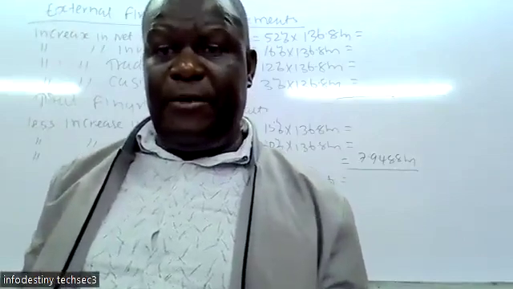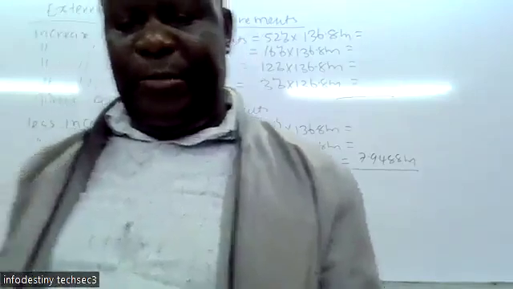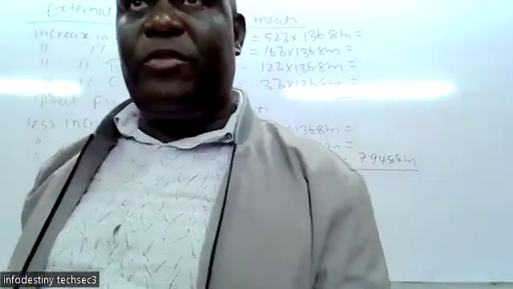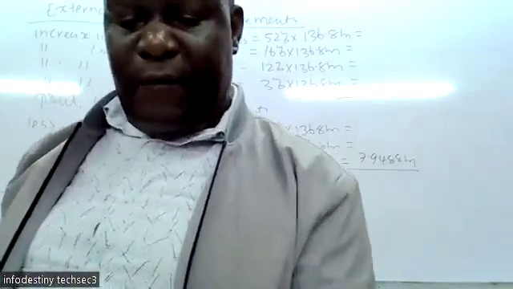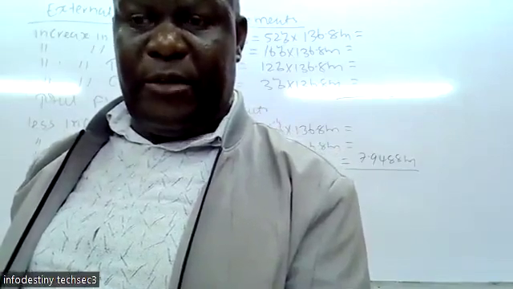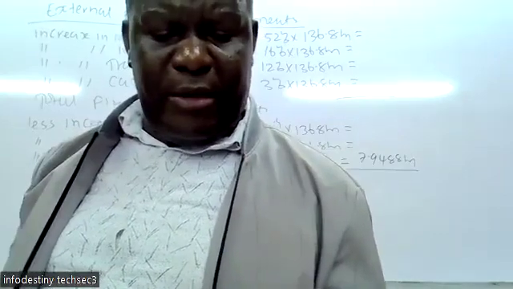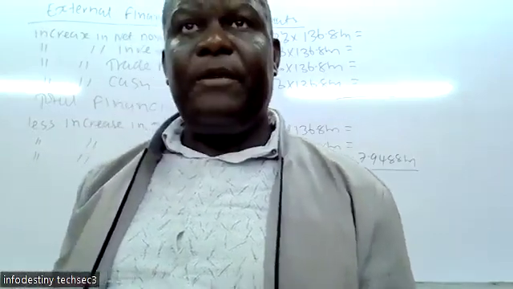If you get time, I will give you a question you attempt on your own. September 2015, question 5, part A. If you get time, you attempt the question for September 2015, question number 5, part A. That will be your assignment. You try that one.